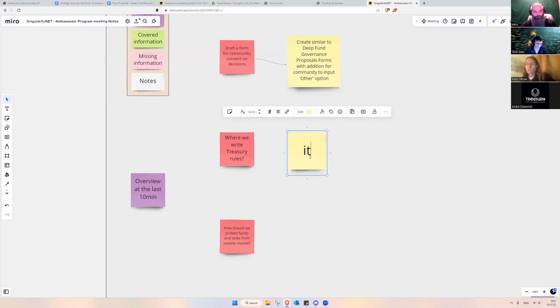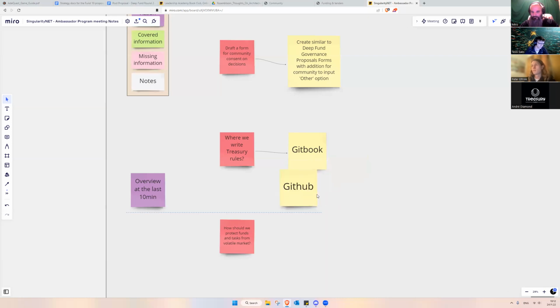Yes. Well, maybe it can push to a Gitbook. People can maybe put in requests to GitHub. That would be more accessible, and then that can just push to Gitbook.